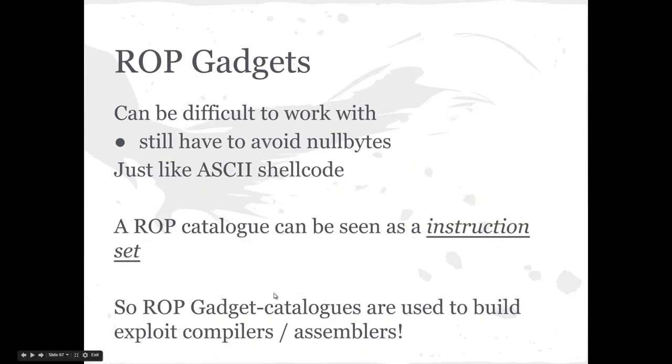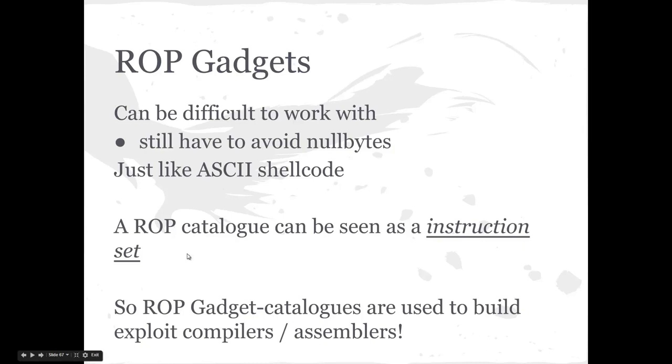So ROP gadgets can still be difficult to work with. You're passing in a series of addresses, and for 64-bit targets, it's very likely that the upper parts of your address are going to have a lot of null bytes, and you won't be able to use many gadgets. So just like ASCII shellcode, if you're doing this in a buffer overflow, it's going to be a problem.